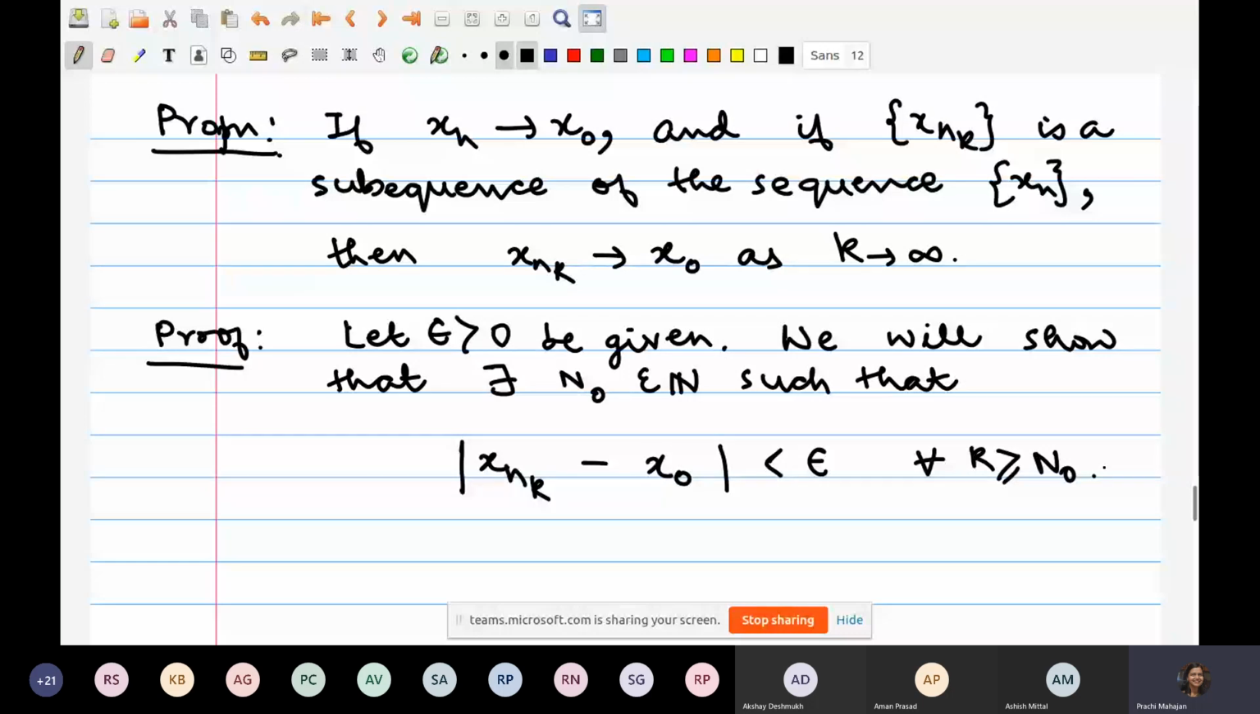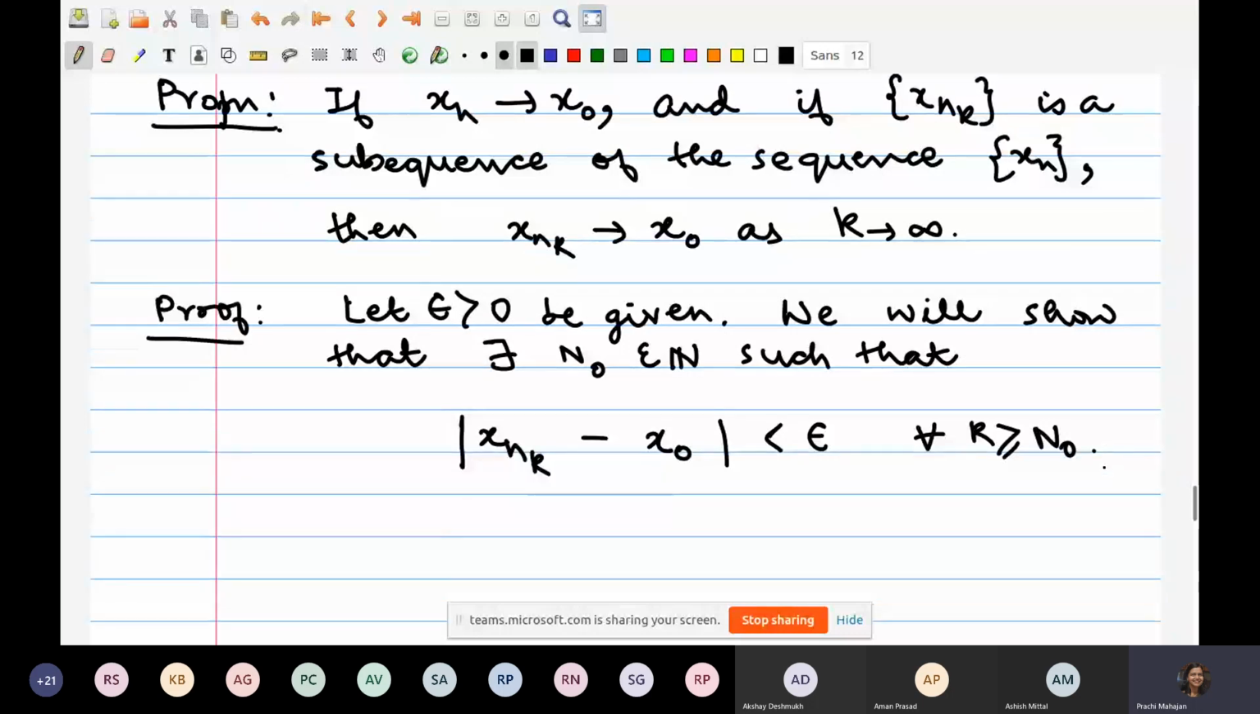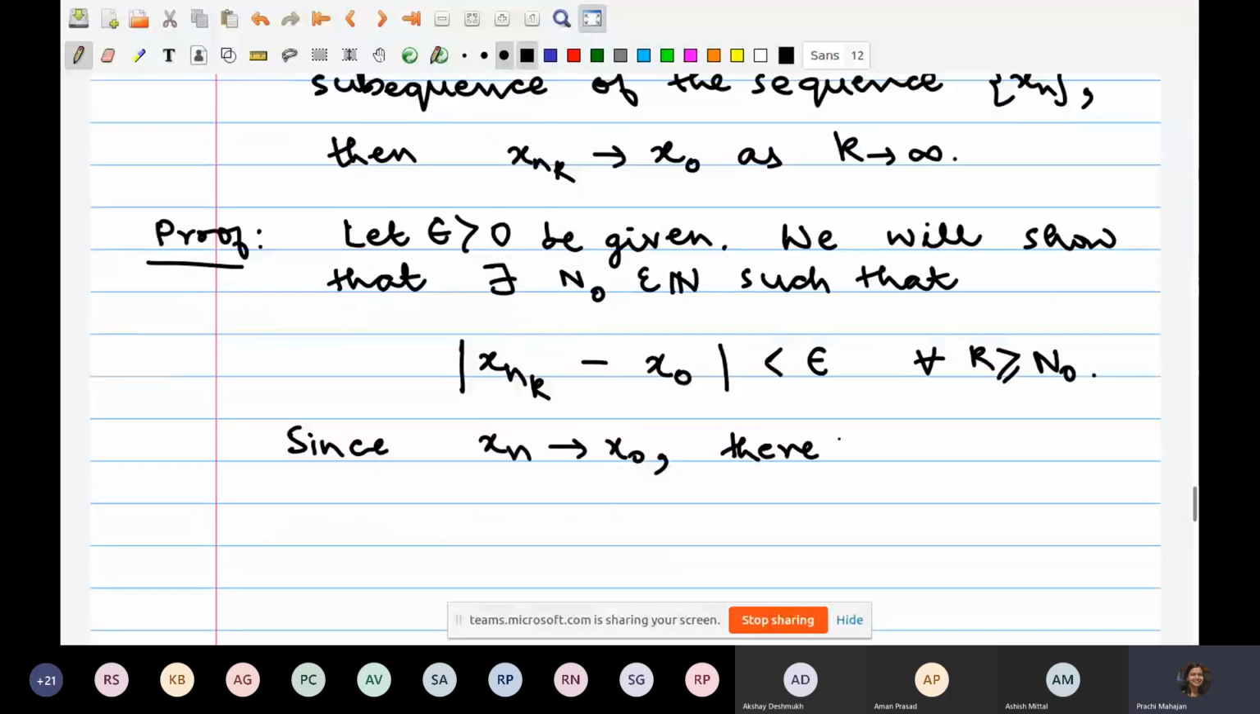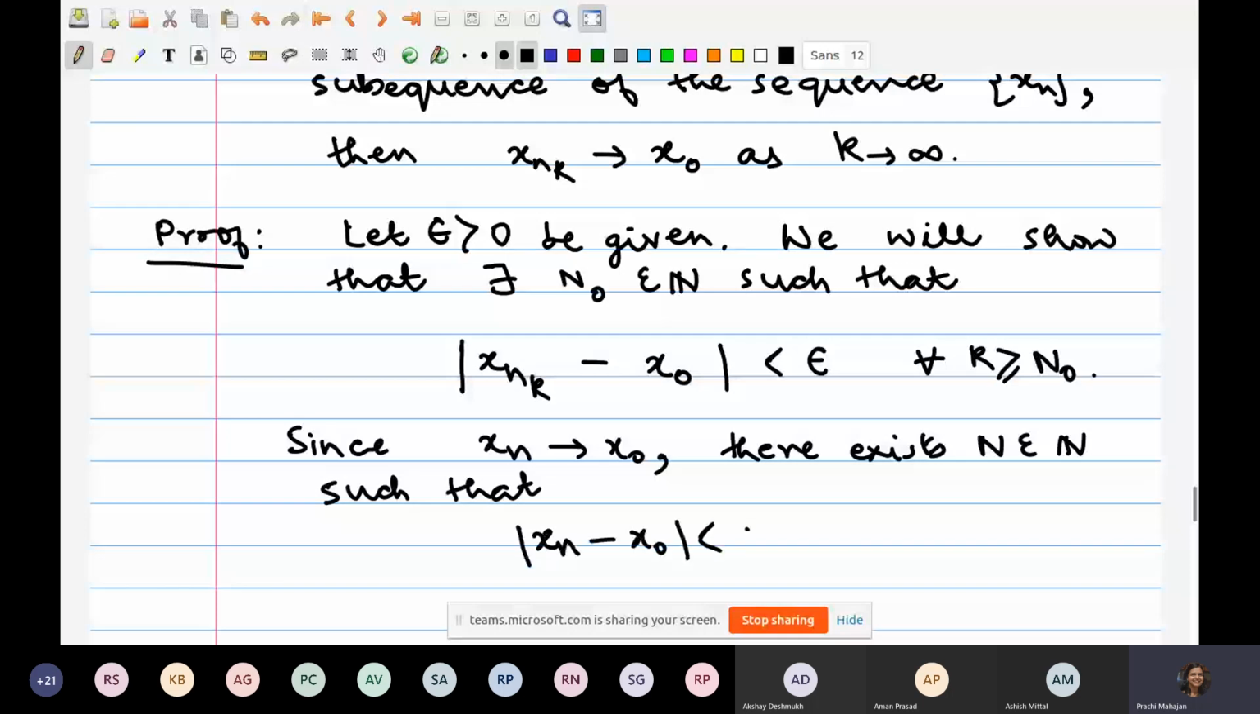Okay, so let's see how we go about it. What is it that we are given? We are given that the sequence xn converges to x0. So let's write that down. Let's unwind what is given to us. So since the sequence xn converges to x0, corresponding to this epsilon that we are given, there exists a positive integer, which I am denoting by capital N, such that |xn minus x0|, this distance, is at most epsilon beyond the stage capital N, right?